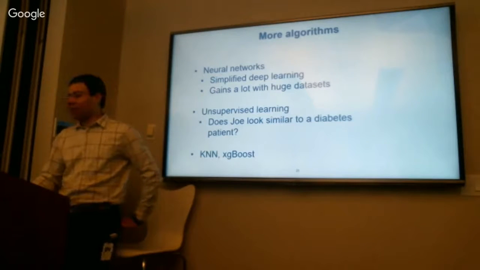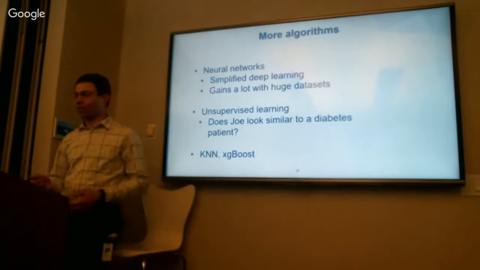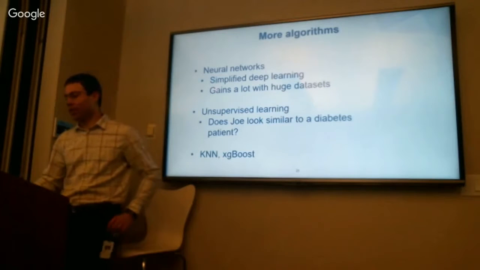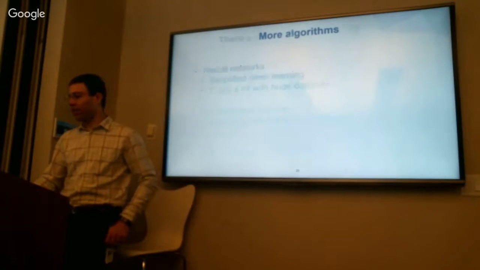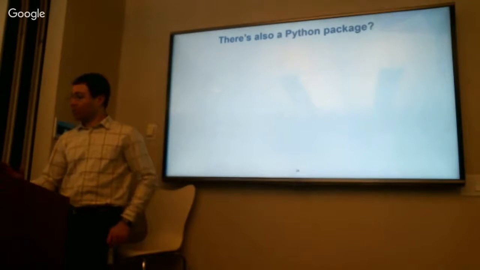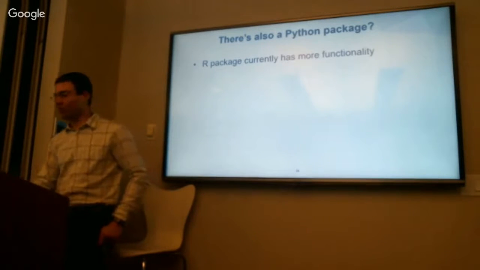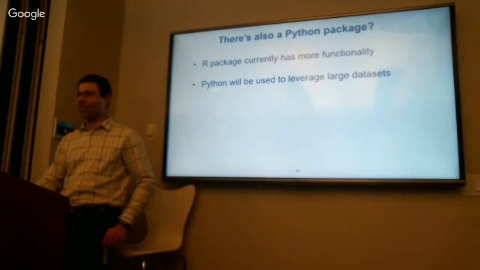And then we have some applications in unsupervised learning or clustering. So it's like, does patient Joe look similar to all these diabetes patients from a data perspective? And then, adding other algorithms like KNN or XGBoost that we don't have in there right now. And just a quick aside, there's also a Python package, but the R package is better. We'd like to develop Python enough to leverage the larger data sets.